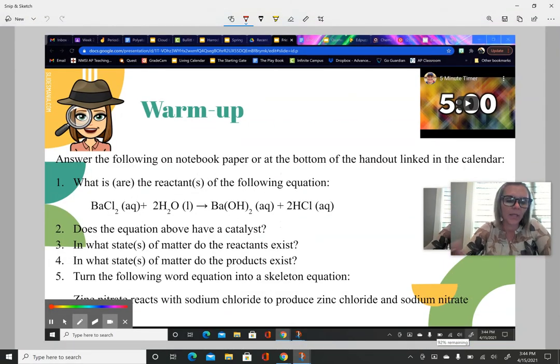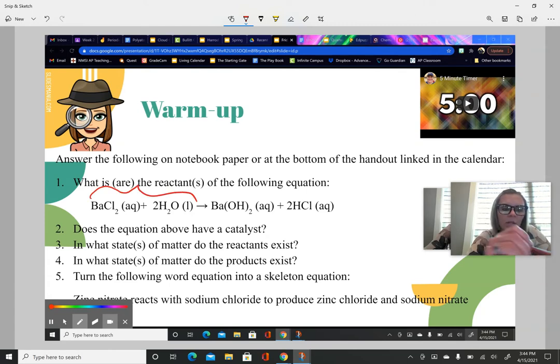All right, so the reactants are going to be the things that appear on the left side of this reaction, because those are the things that are doing the reacting. So you should have told me both this one and this one, and you need to make sure that you write those down as is. You don't have to write the 2 for the H2O, but BaCl2 and H2O are both reactants for this particular reaction.